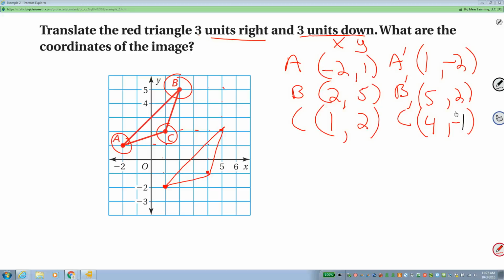I can't tell you enough. Up and down, left and right. X and Y, what does it affect and how does it affect it? Okay, as soon as you know that, a lot easier this is going to be. And then the first number is X, and the second number is Y, always in your coordinates. They're always listed that way. Okay?